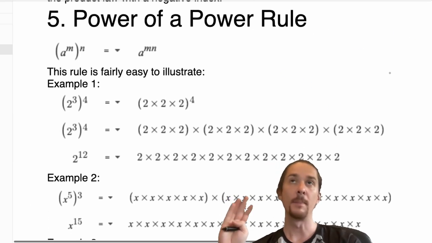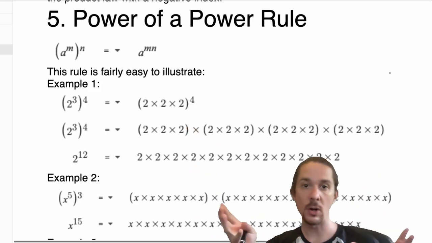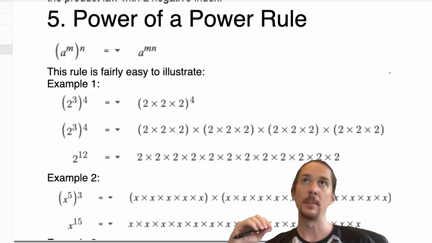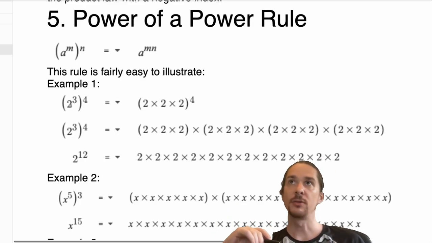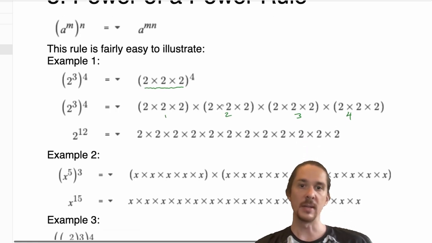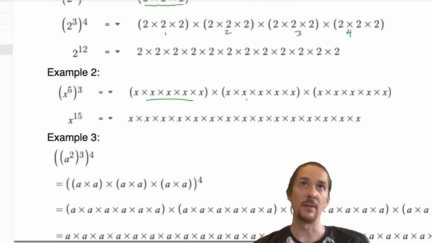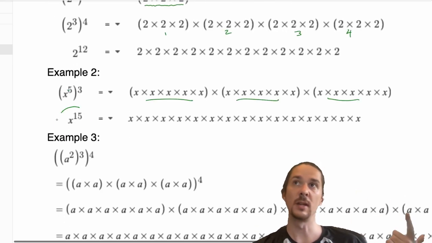Now we have the power of a power rule. So a to the power of m all to the power of n is a to the power of m times n. Let's look at some examples. If we have 2 to the power of 3 all to the power of 4, here we have in brackets our 2 to the power of 3, and then we're going to have it 1, 2, 3, 4 times. That means that we have 3 times 4 factors of 2. In other words, we have 2 to the power of 3 times 4. In our next example, we have x to the 5 all cubed. So here we have 5 x's multiplied together, and we do that 3 times, which leaves us with 15 x's.